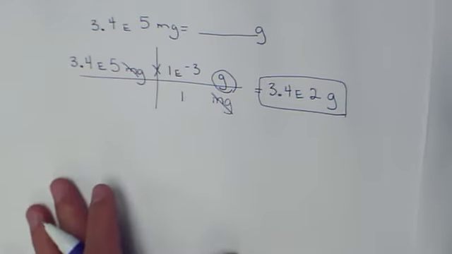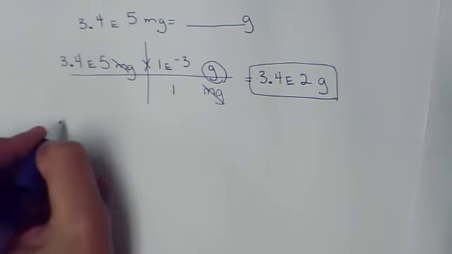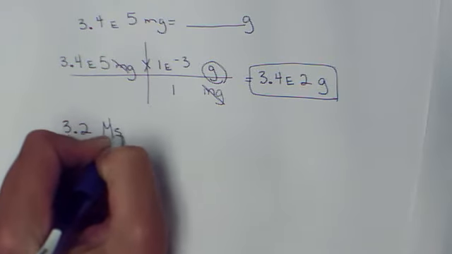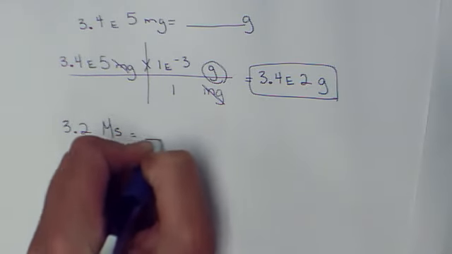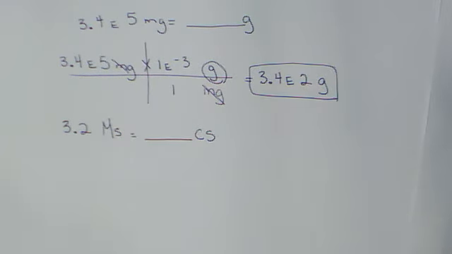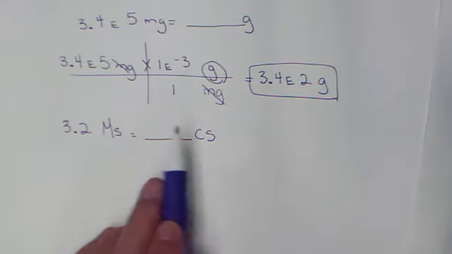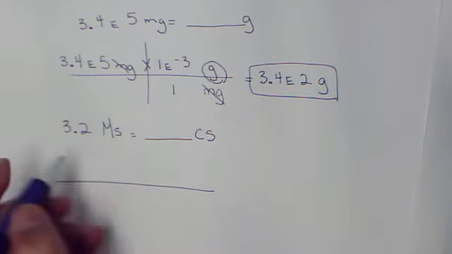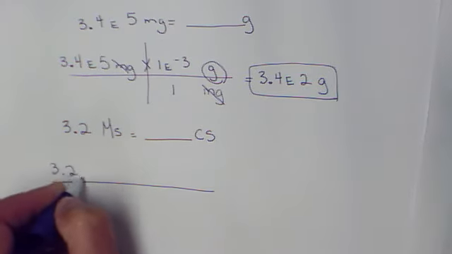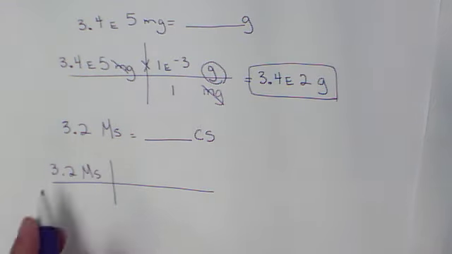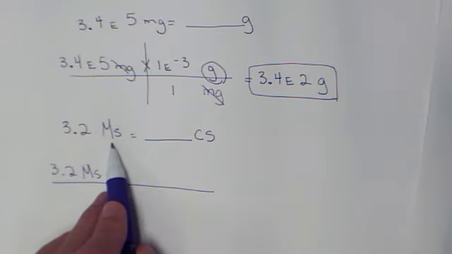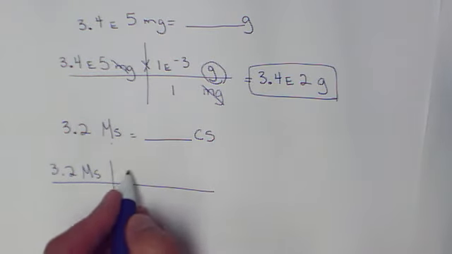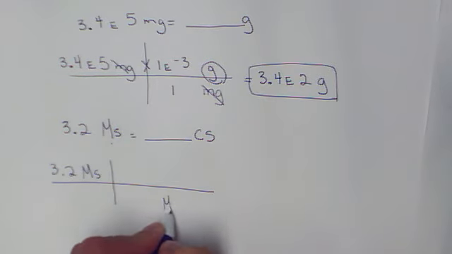Okay, now let's do 3.2 megaseconds equals blank centiseconds. So now I'm going from something with a prefix to something else with a prefix. I always start with my cross. 3.2 megaseconds goes in the top left corner. There's nothing underneath it, so nothing goes underneath it here. I want to get rid of megaseconds, so it goes next door downstairs.